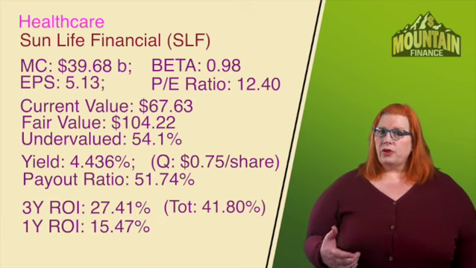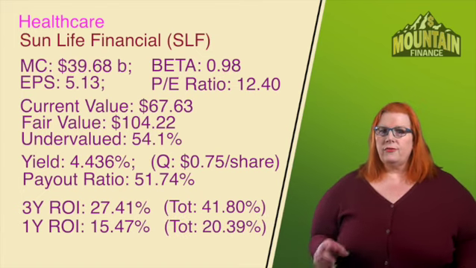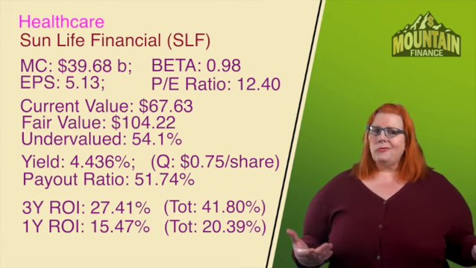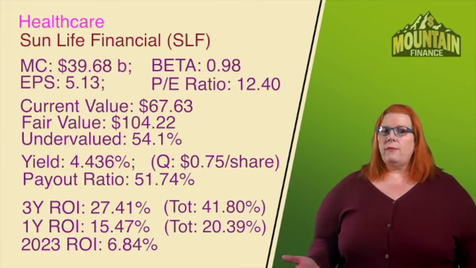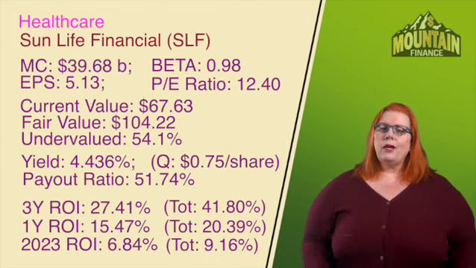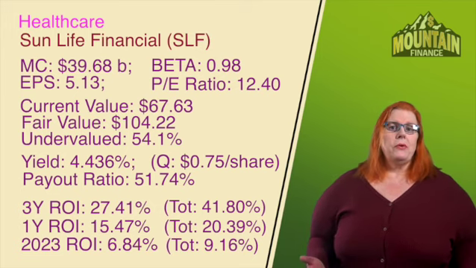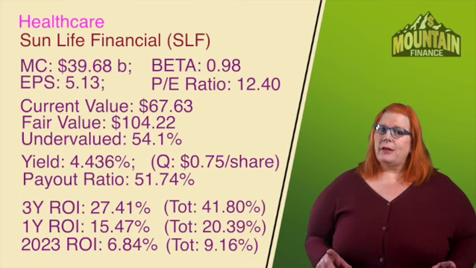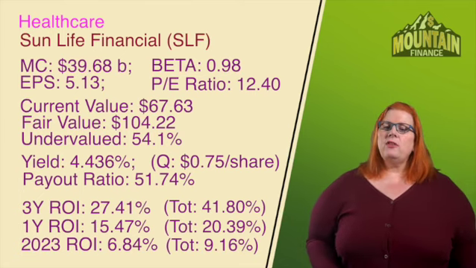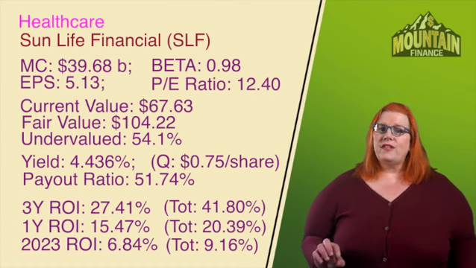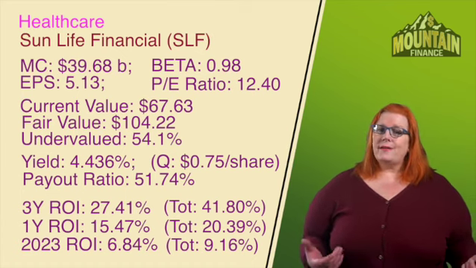On the 1 year, the return on investment comes in at 15.47% with a total return of 20.39%. And so far in 2023, their return on investment comes in at 6.84%. Adding in the dividends, we get a total return of 9.16%. That is actually better than the market. So pretty darn good. Our other 2 big insurance companies are in a similar boat. Manulife Financial is at 48.7% undervalued, and Great-West Life, they're coming in at 43.7%.